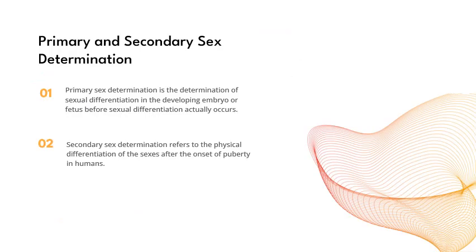So let's talk about the differences between primary and secondary sex determination. Primary sex determination is the initial determination of whether an individual will develop as a male or female based on their genetic composition. Secondary sex determination involves the development of secondary sexual characteristics, such as external genitalia, breast development, and the development of facial hair, which is influenced by sex hormones like testosterone and estrogen.